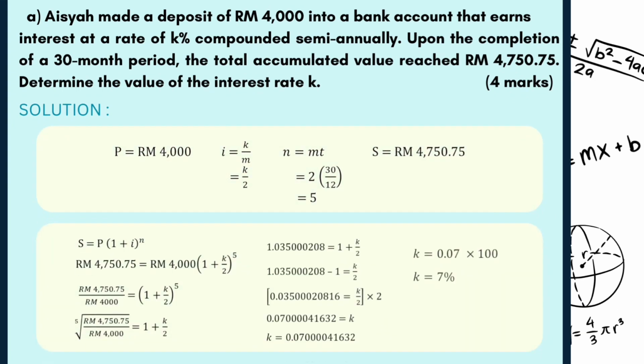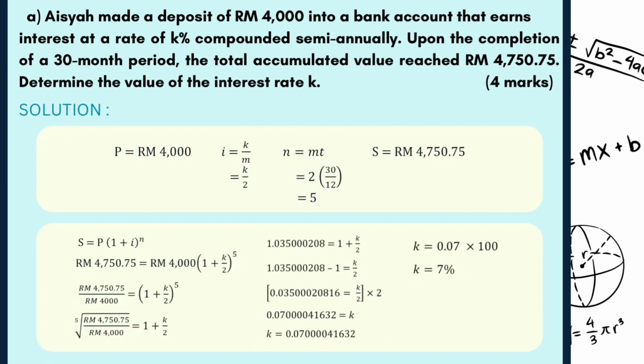For this question, P is 4,000 ringgit Malaysia, I is K over 2 because it is compounded semi-annually, while N is 5, and the accumulated value is 4,750 ringgit Malaysia and 75 cents. Substitute all the information that we obtained from the question into the compound interest formula. Then, in order to find K, you must slowly bring everything that is on the right side to the left side step by step. Once you get the value of K, which is 0.070000411632, you must only take the 2 decimal places and multiply it by 100 to get the value of interest rate K, which is 7%.